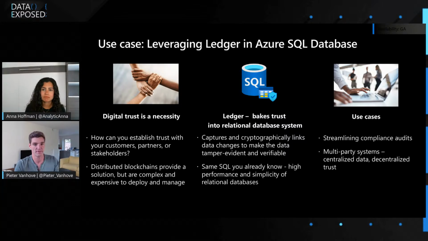So that's why we came up with a feature called Ledger, and it's really all about making your data tamper-proof by using cryptographic links of data changes. What we're actually going to do is capture and cryptographically link all the data changes to each other by using a blockchain technology under the hood, so that we can make the data tamper evident and also verifiable, so that you can prove to external parties that your data can be trusted.